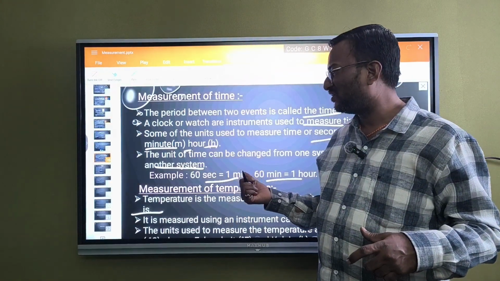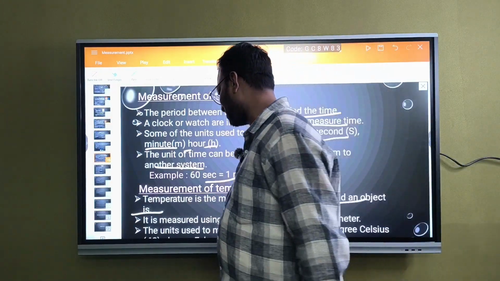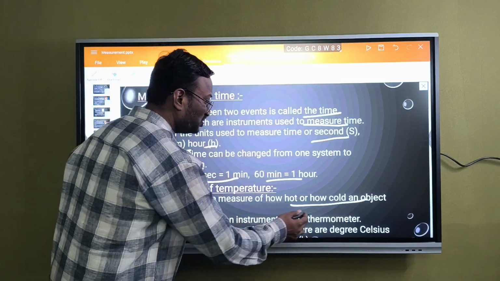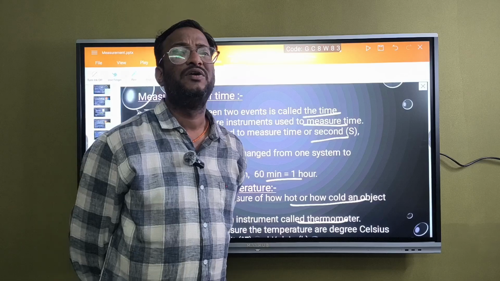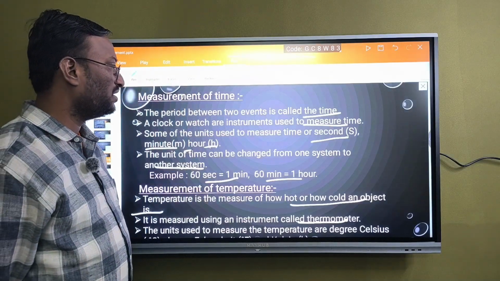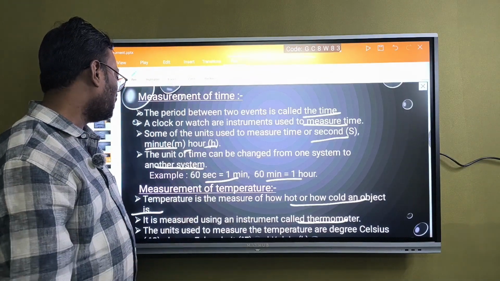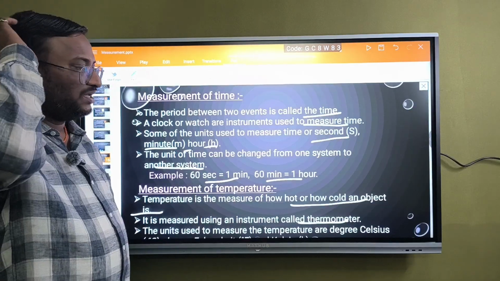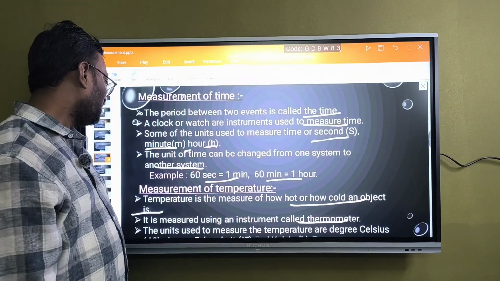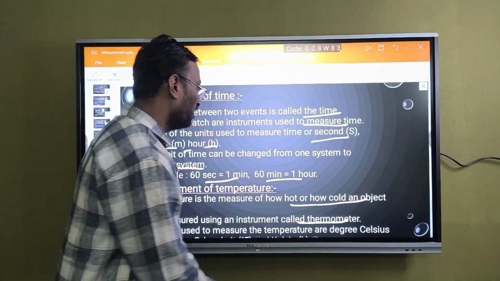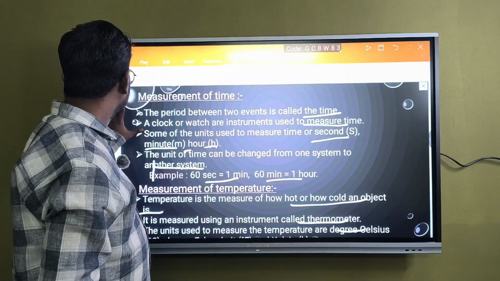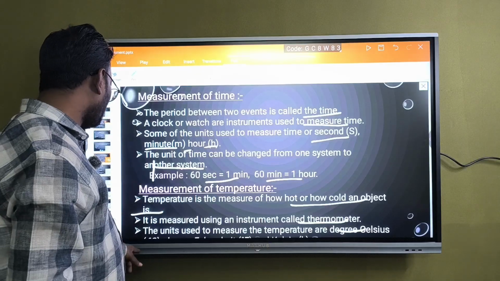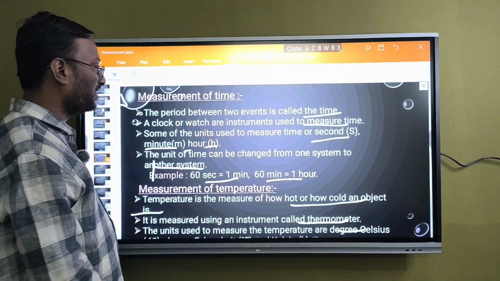You require a measurement, what we call temperature. It is measured using an instrument called a thermometer. How are you going to measure temperature? You are going to measure temperature by using a thermometer. The units used to measure temperature are degrees Celsius and Fahrenheit. Even Fahrenheit we are going to use.